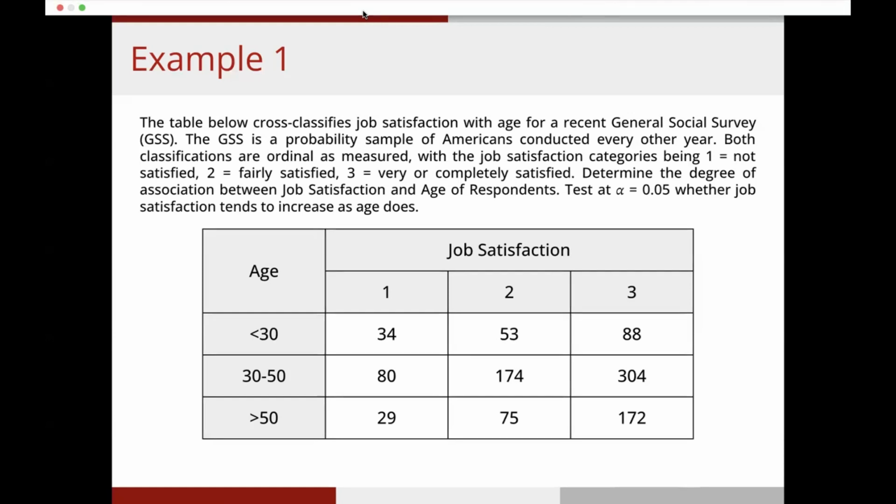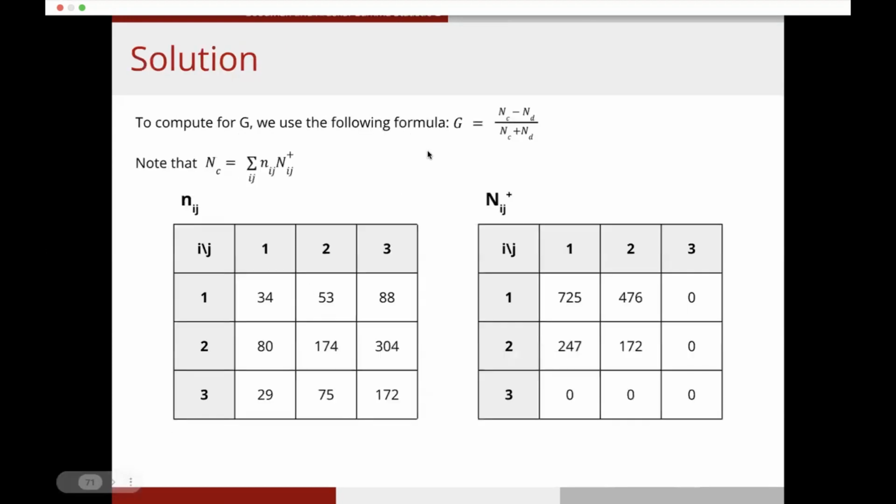So, a contingency table of the problem above is given in this. To compute for G, we use the following formula. G is equal to the difference of the number of concordant pairs and the number of discordant pairs, all over the sum of the number of concordant pairs and the number of discordant pairs. To get n sub c, we have to compute for the summation of the Nij times Nij plus. So ito yung contingency table natin for Nij, and ito rin yung table na nagsa-summarize ng values ng Nij plus.